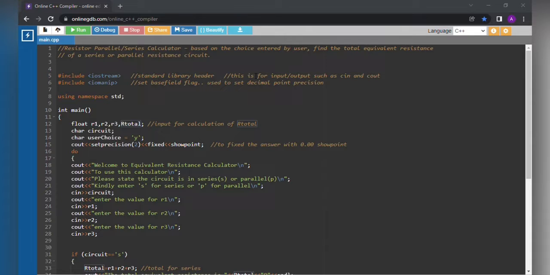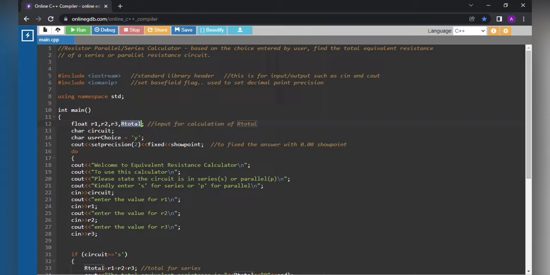We also use iomanip, which is used for setting the decimal point precision. For this program, we will use int main. We also declare the resistances in the circuit, which are R1, R2, and R3. As you can see here, we use float for the input because sometimes the resistor value is in decimal point. R total is what we are going to get at the end of this program.